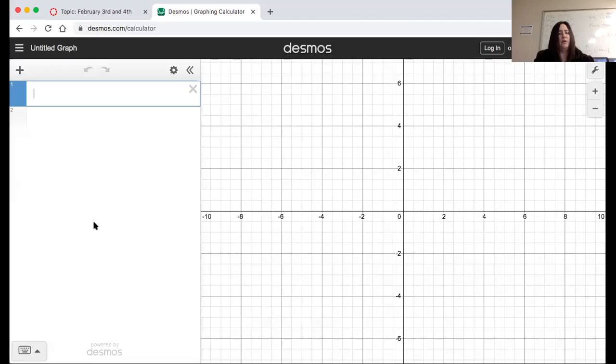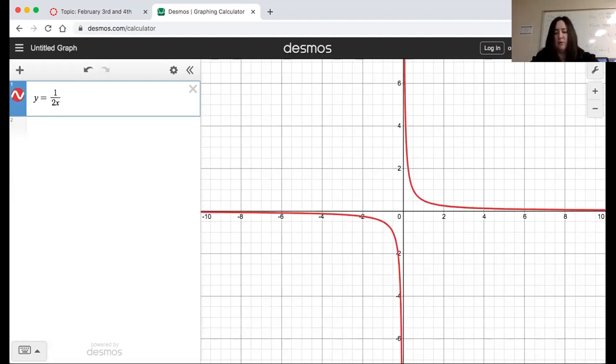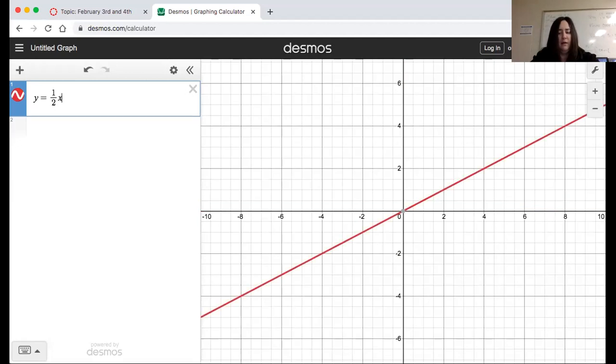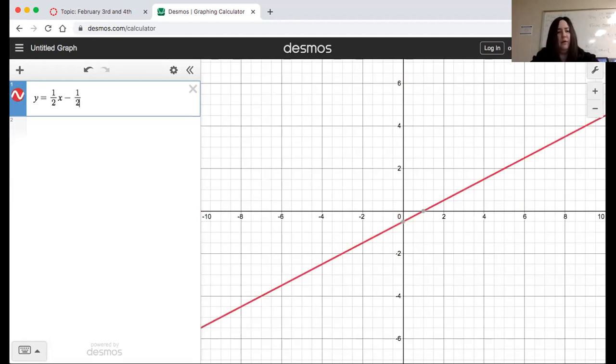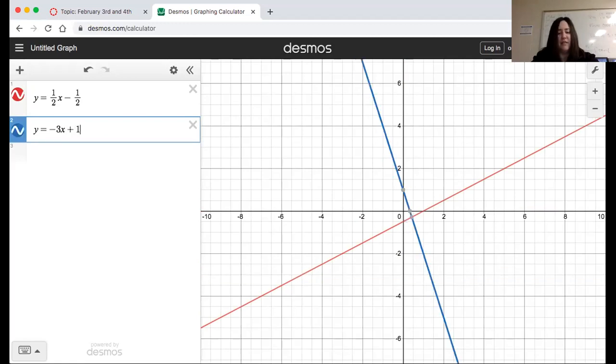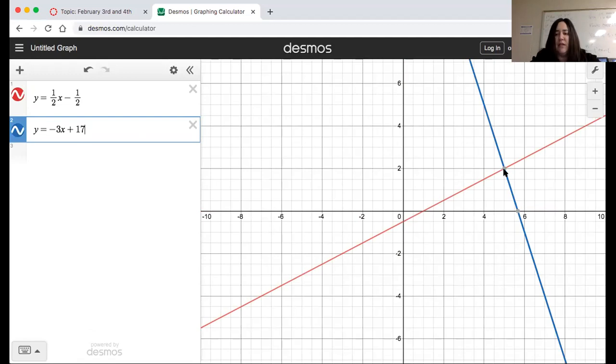So I'm going to switch screens here. We're going to look at Desmos, and we're going to type in the two equations that we had. So we had y equals 1/2 x. Oops, we don't want that x in the bottom. And then minus 1/2. And so it graphs that one. And then graph the second one, y equals negative 3x, and then plus a 17. And then you can see here you have a point of intersection. And if I put my cursor over that, you can see that that point of intersection there is 5 and 2. And that would be the solution to my problem.